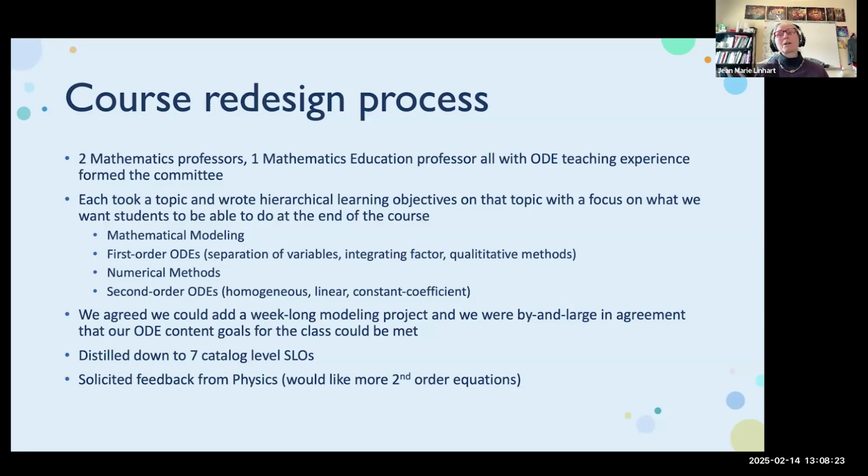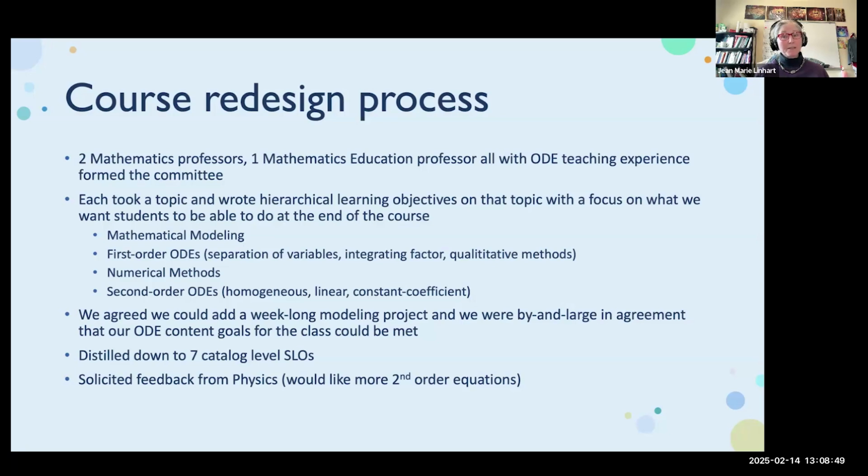Our mathematics education person took on the mathematical modeling. My colleague in the math department, the other professor, took on the first order equations. I was a natural one for numerical methods. And then we all talked a little bit about what we should do with second order equations. We have a detailed list, and then we distilled that list down into our course level learning objectives. We agreed that we could add a week-long modeling project, and we're by and large in agreement with what our content goals were for the course.